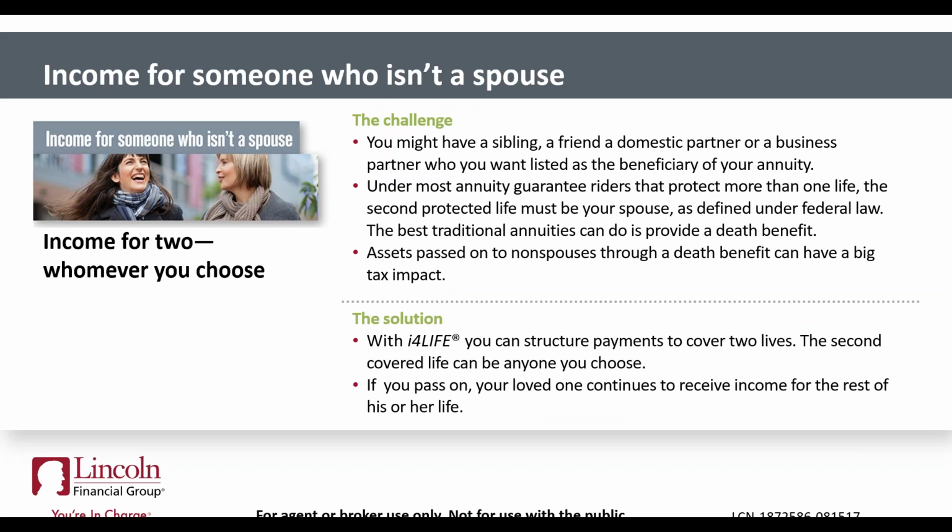Another one, income for someone who isn't a spouse. This is key when we talk about where does this fit. The power of annuitization. This doesn't have to be husband and wife. This can be brother and sister. This could be business partners. This could be grandparent and grandson. So really cool options here, really cool story.